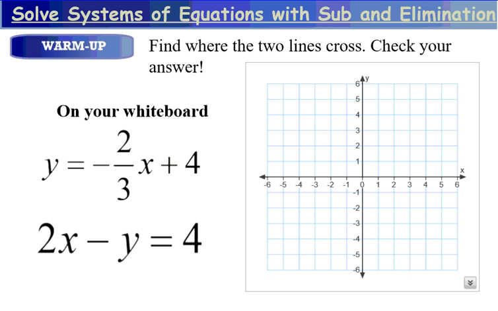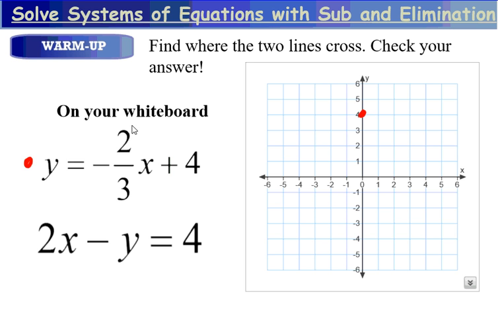Okay, here we go. Hopefully you had a chance to try. Let's do this one first. I'll use red. You would start at 4, which is the y-intercept, and then the slope is -2/3, so the rise is down 2 and the run is right 3.